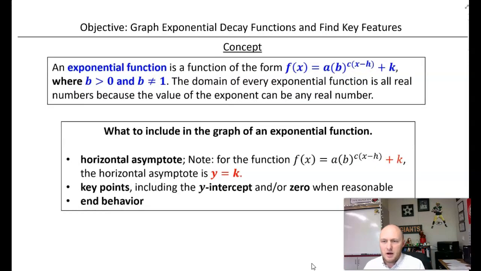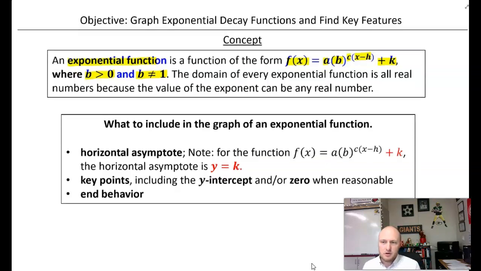Just a reminder about exponential functions and their structure. An exponential function is a function of the form f of x equals a times b to the power of c times x minus h, plus k, where our base has to be greater than 0 and the base cannot be equal to 1. Now, the domain of every exponential function is all real numbers. You can plug in anything from negative infinity all the way to positive infinity.